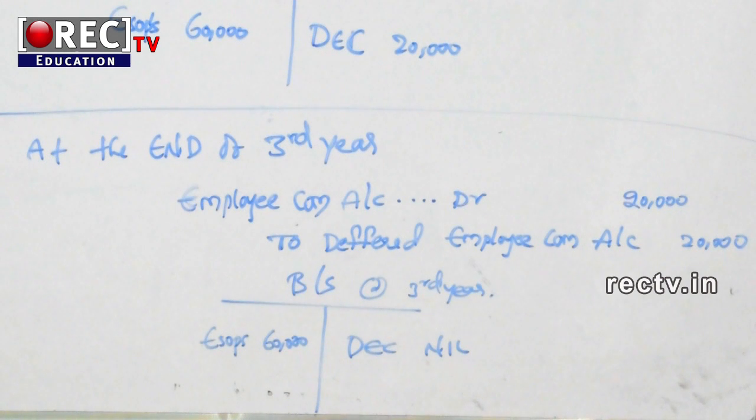And at the year end, when we come to the third year, the entry will again be the same, that is employee compensation account debit to deferred employee compensation account. So here also at the balance sheet date, the liability side ESOPs outstanding account shows 60,000 and the deferred employee compensation account shows nil, because in these 3 years we have totally written off that employee compensation amount, that is 60,000.